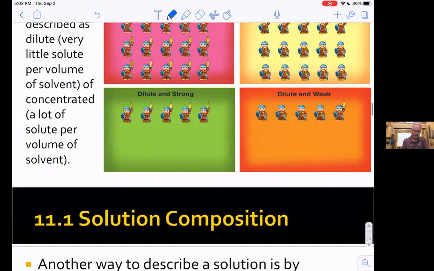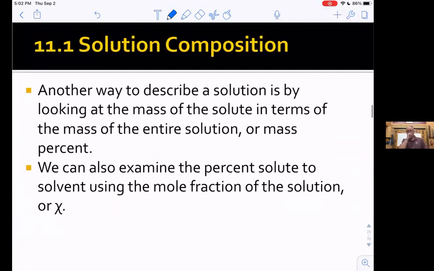Cute little graphic. So another way to describe a solution is looking at the mass of the solute in terms of the mass of the entire solution. It can be done in what is called mass percent. And you're familiar with this. We did some of this in pre-AP, where you have grams over grams, or you can say it's a 50% by mass solution. They do a lot of this in biology.